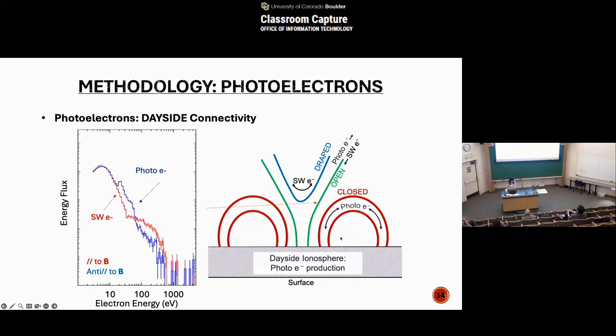To give a schematic to explain this plot, this is a typical observation for an open field line. We have photoelectrons streaming away from the planet, and solar wind electrons precipitating. That means the field line is connected to the day-side ionosphere and also to the solar wind at the same time. So this is a typical observation for open-to-day topology.